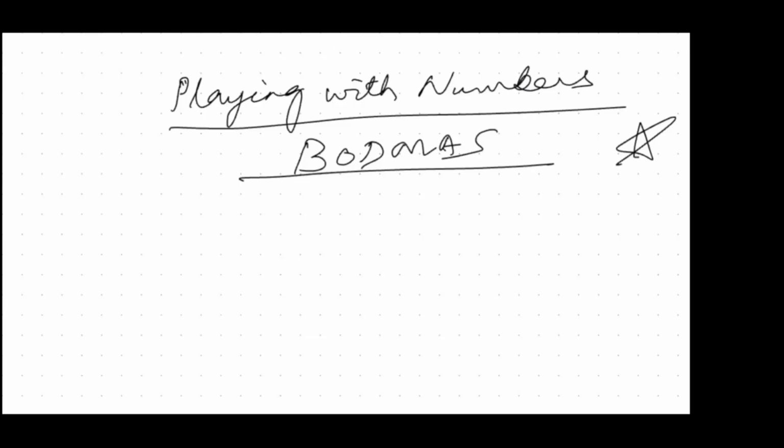Today we'll be studying the chapter of playing with numbers, the BODMAS. BODMAS is a method by which you decide which numbers are to be solved first, in a particular sequence in an expression, so that you arrive at the correct answer. So, what does this BODMAS actually mean?